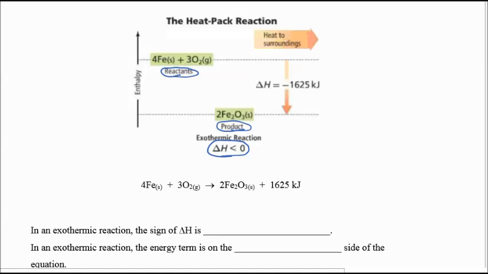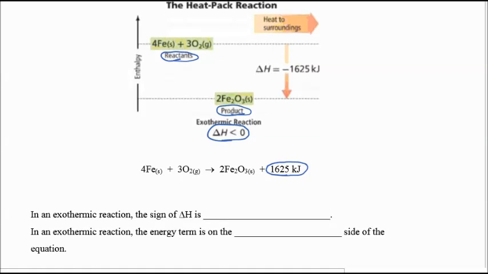In an exothermic reaction, the energy term is written to the right of the arrow. So we sum it up by saying in an exothermic reaction, the sign of delta H is negative, and in an exothermic reaction, the energy term is on the right side of the equation.